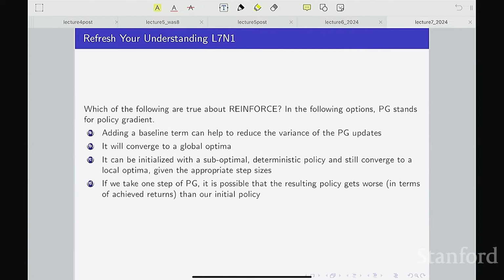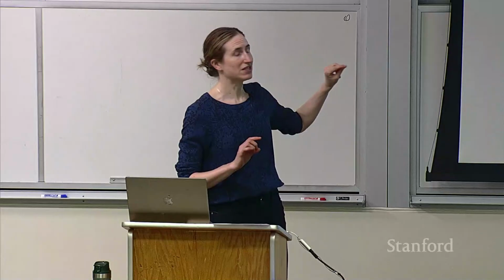I think everyone agrees that it will not necessarily converge to a global optima, so that's great. There's some differing opinions about some of the other ones. So maybe turn to a neighbor and talk about whether a baseline term can help to reduce the variance and whether or not after one step of policy gradient, the resulting policy can get worse.